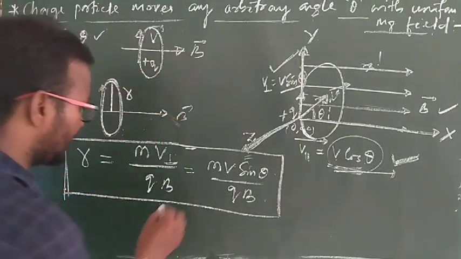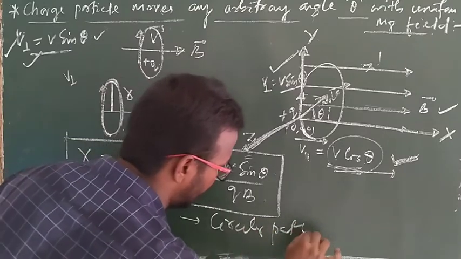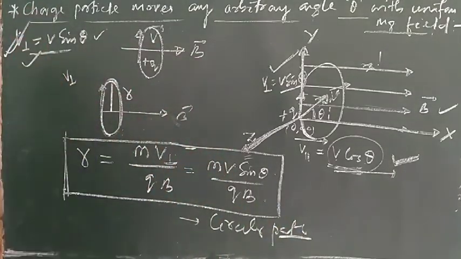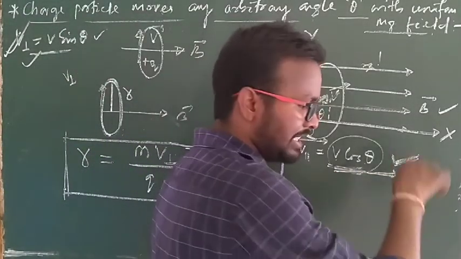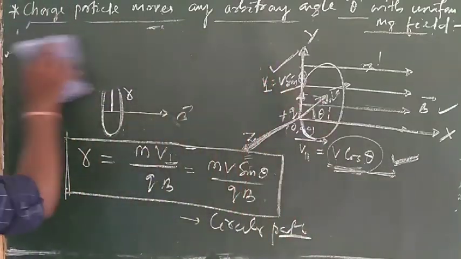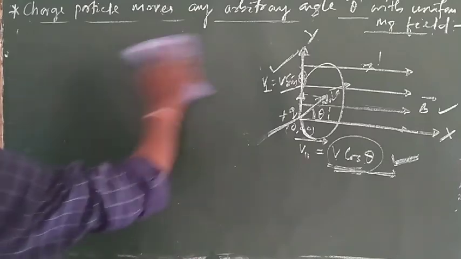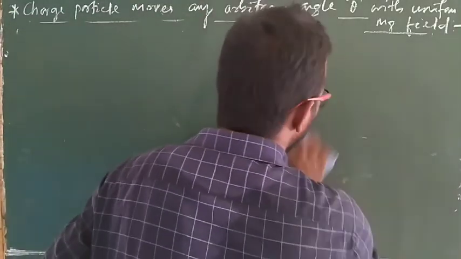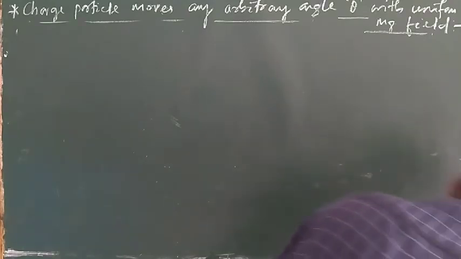Due to this perpendicular component, the charged particle makes a circular path. Due to this parallel component, the charged particle makes a straight line path. If we combine these paths, then the resultant path of the charged particle can be drawn.